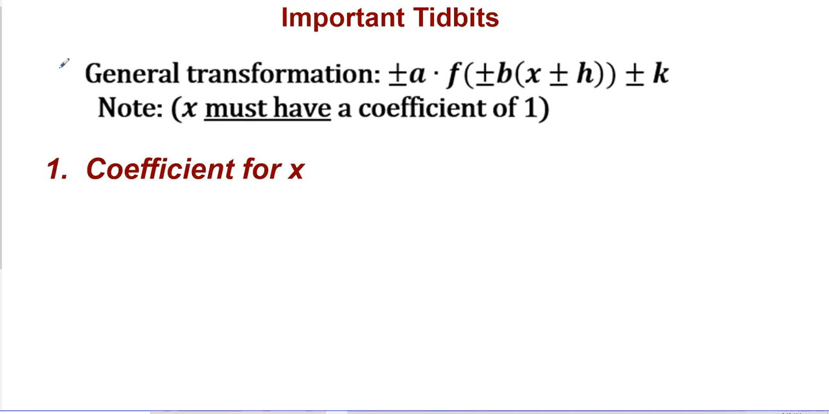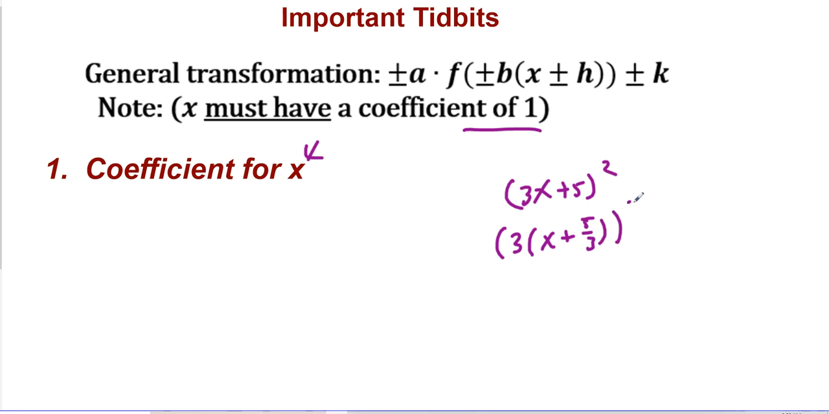Let's get on to some more specifics. I got a few important tidbits before we get to the examples. First of all, the coefficient for x must be 1. So if I had something like 3x plus 5 squared, I'm going to have to factor out that 3. So out comes the 3, and now I have x plus 5 over 3 squared. So that's going to be my horizontal component, and that's actually going to be a compression.